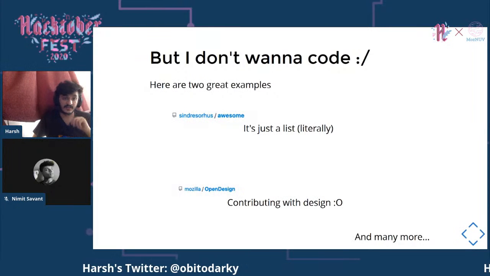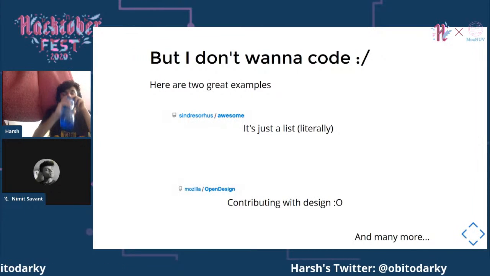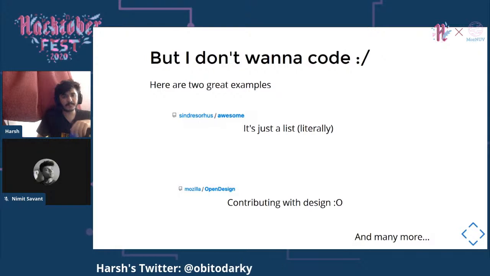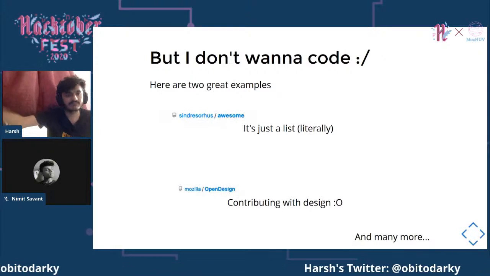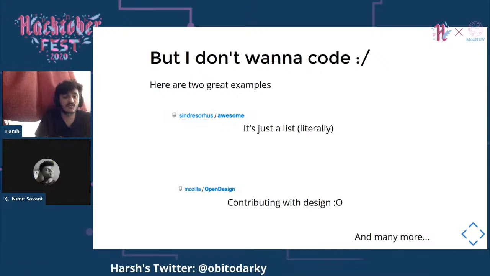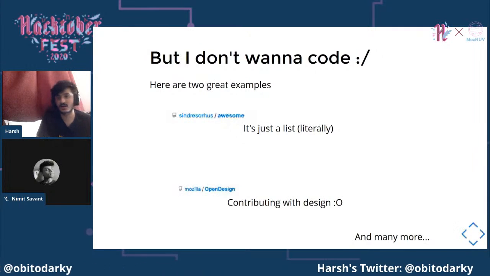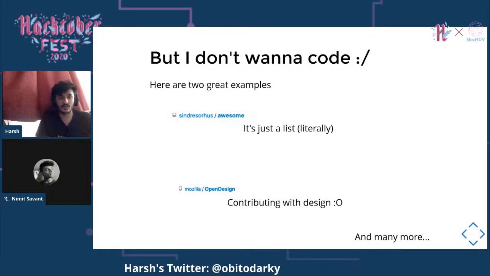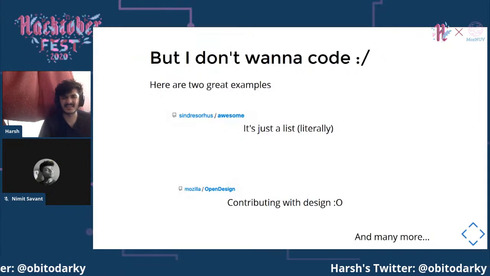Well, there are a lot of great examples. GitHub and open source have become so big that it's not just about code anymore. That's why the definition of open source as the code being open is no longer accurate. Now almost anything can be open source.